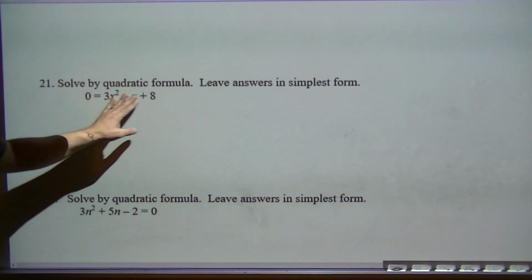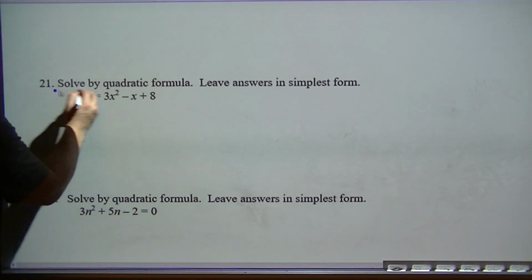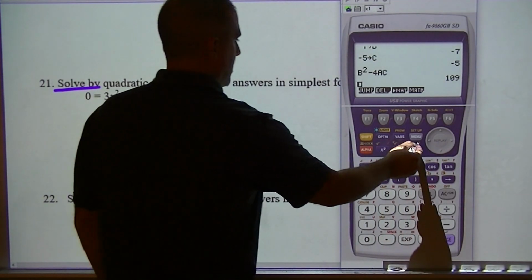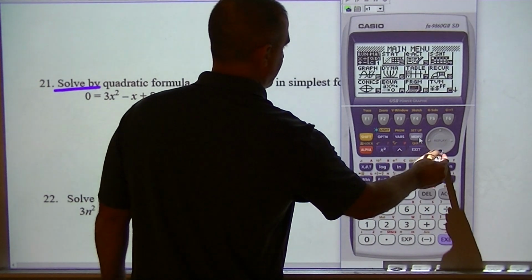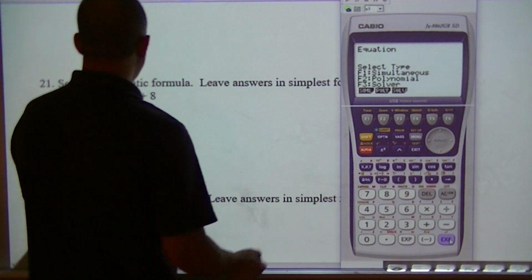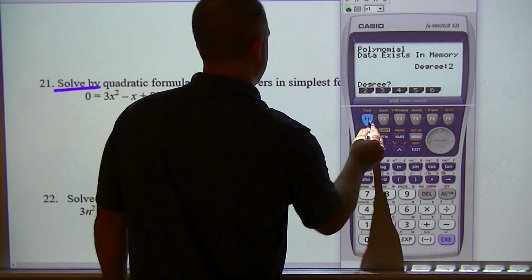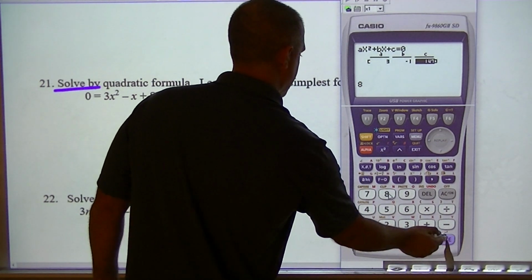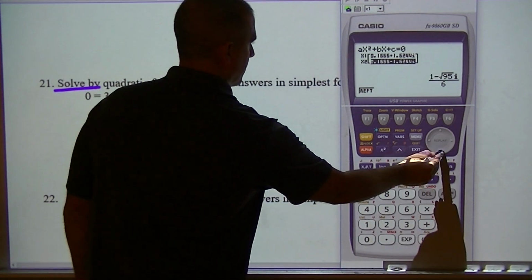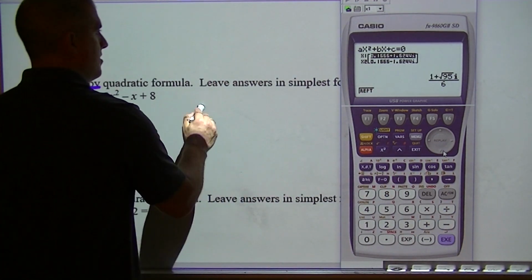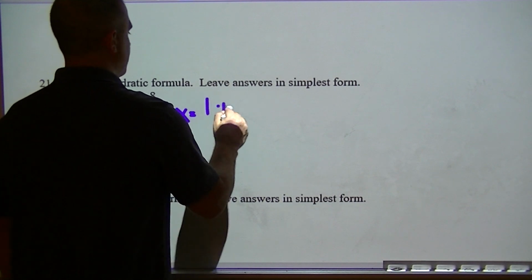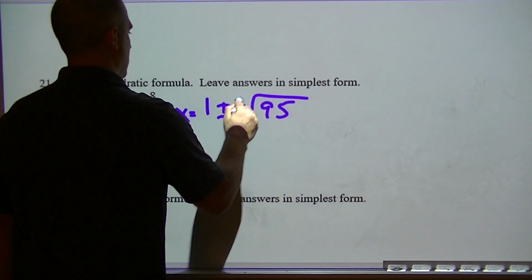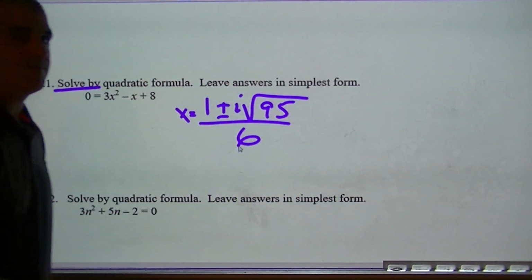Okay, same thing. This says solve. Anytime you have solve, you can go ahead and just type that into the calculator. Okay, if they want you to set up the quadratic formula, that's something different. Okay, so what I got is 3, negative 1, 8. So my answers are, if you look at this, the only thing that changes is that. So x equals 1 plus or minus the square root of 95i all over 6. Right? We're good there.